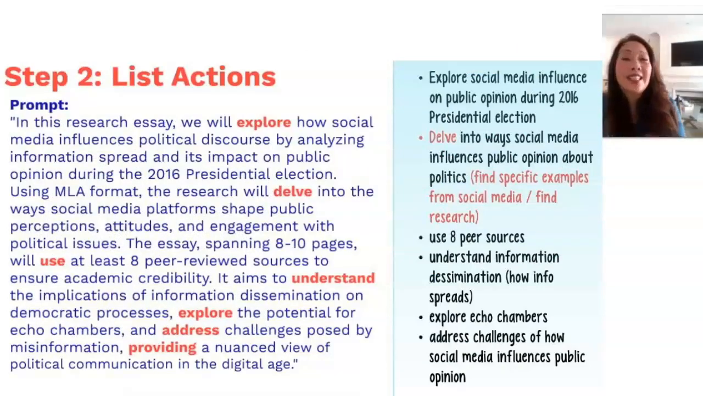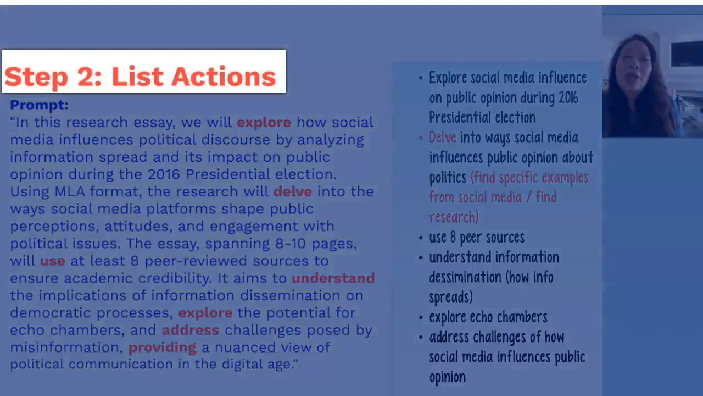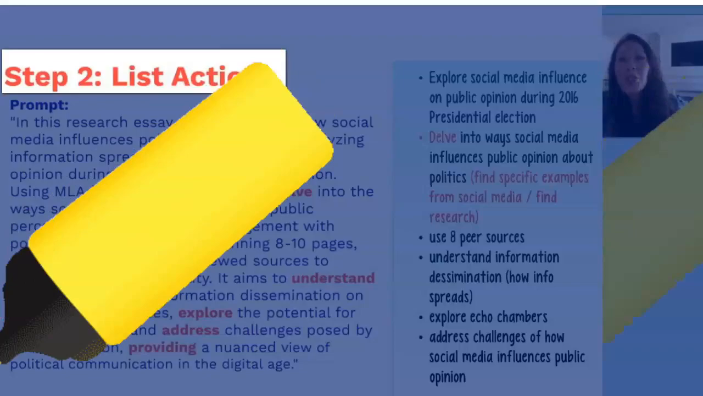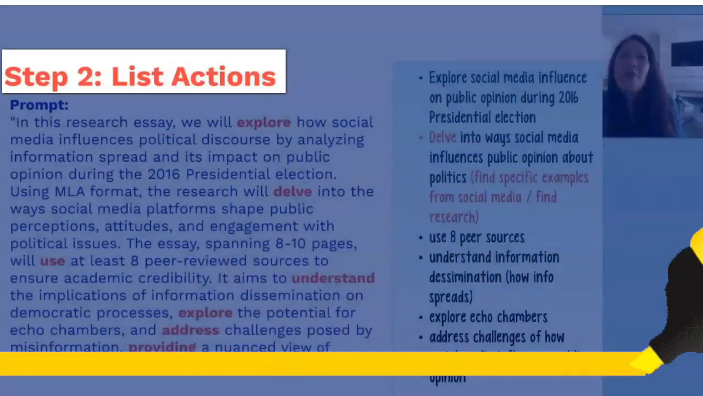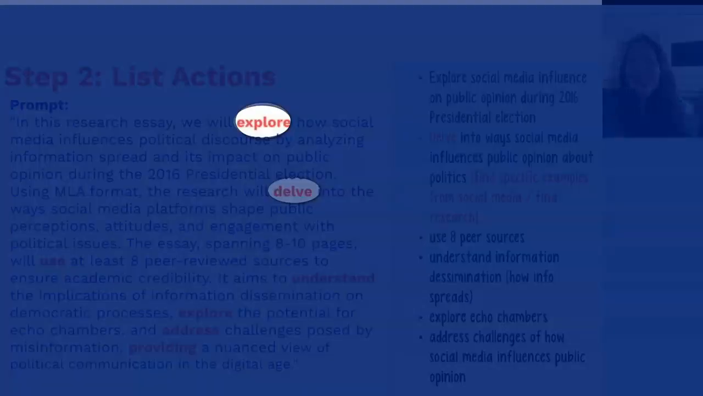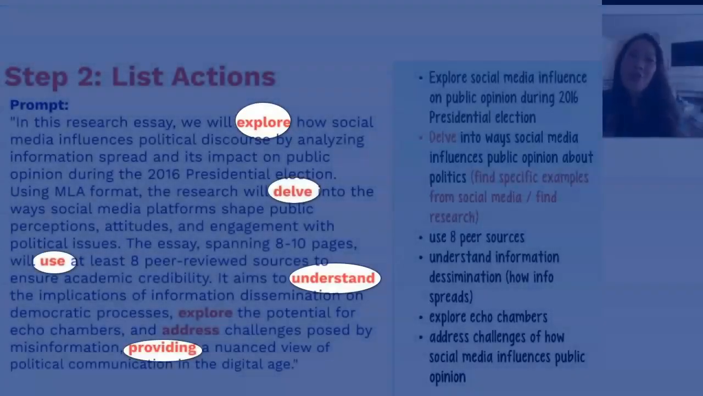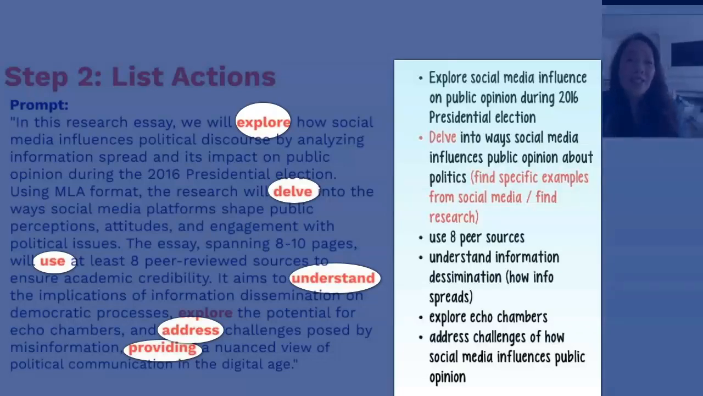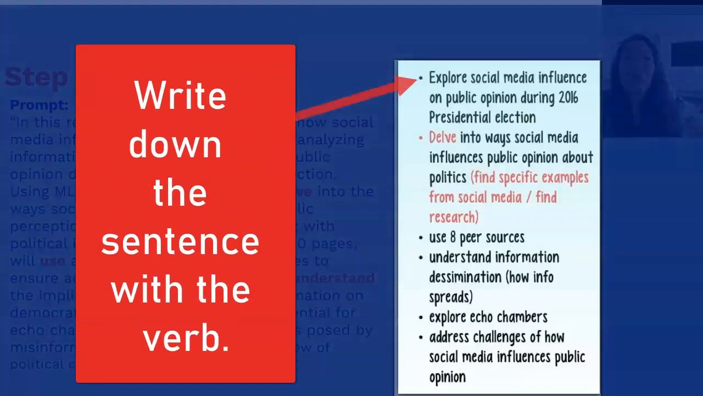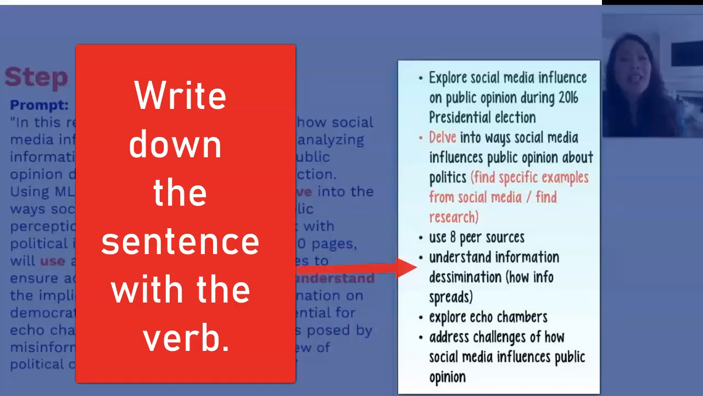Step two, we're going to list the actions that we see in the prompt. And what I mean by actions is we're going to underline or highlight the active verbs. So things that we actually will be doing for this essay. You see explore, delve, use, understand, provide, address. And what I've done on the right-hand side is I actually write down the sentence where I see the active verb. Explore social media influence, delve into ways social media influences public opinion, use 8 peer sources, and understand information dissemination. Okay, I could go on, but you get the idea.